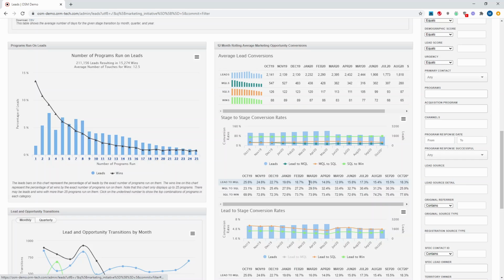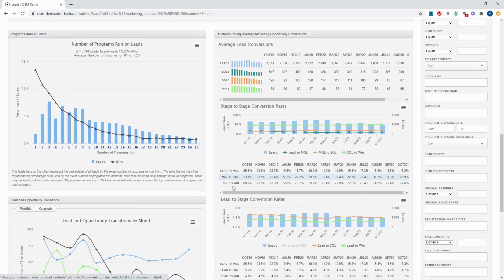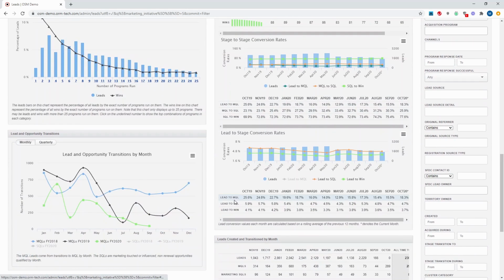So I can see that lead to MQL was about a 16% conversion rate. But then I'm also interested to know my MQL to SQL, which is about 30%, but then my SQL to win, which was a pretty good 74%. And I can see that over time and see how it performs. I can also look at our lead to MQL, lead to SQL, and lead to win. So about 3.5% of our leads were tied with wins.